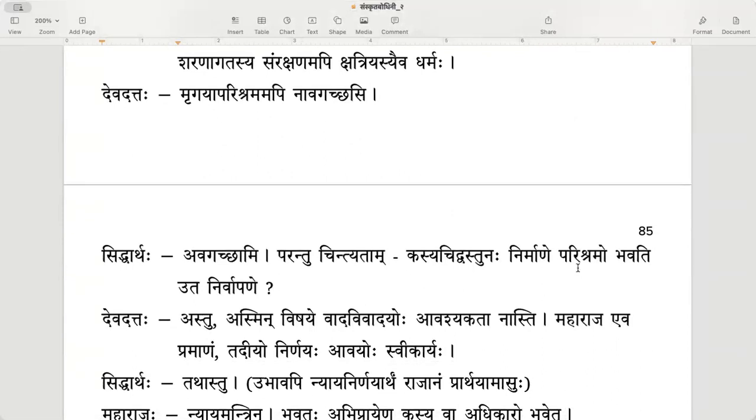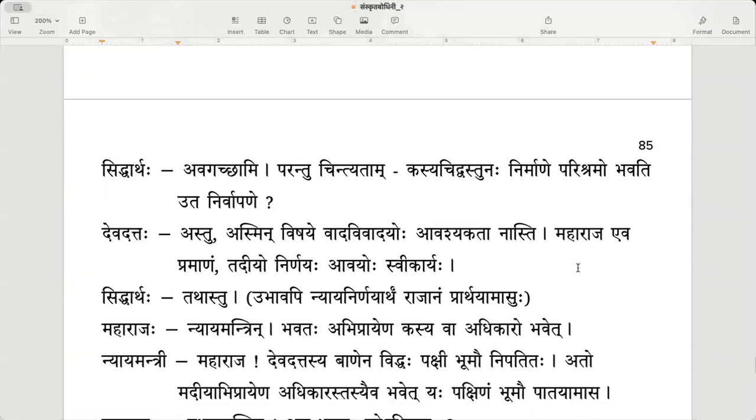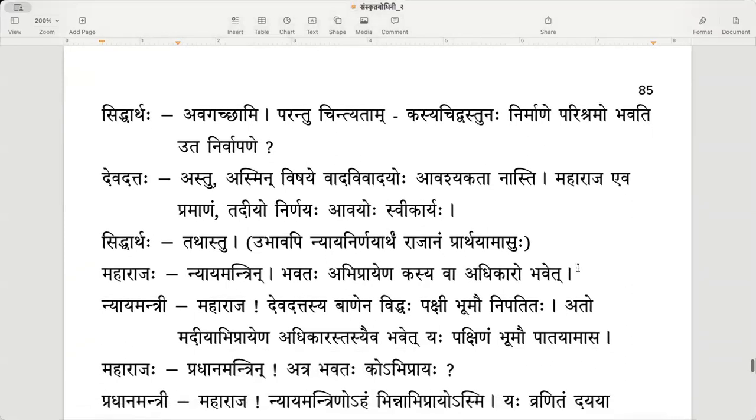Mrigaya parishramam api navagachasi. You don't even understand the strain of hunting, how hard it is to hunt. Mrigaya parishramam is a samasa, right? Yes, mrigayaha parishramaha, shashti. Avagachami, parantu chintyatam, kasya chidvastunaha nirmane, parishramaha bhavati, uta nirvapane. I understand, but you think over this. Chintyatam is prathama purusha, karmani, no?